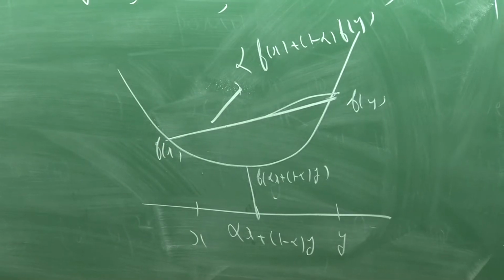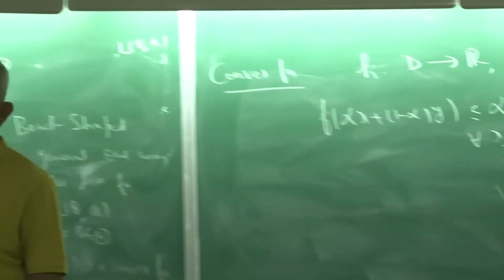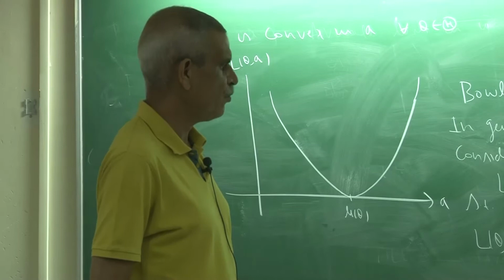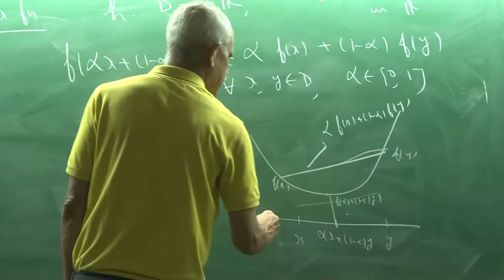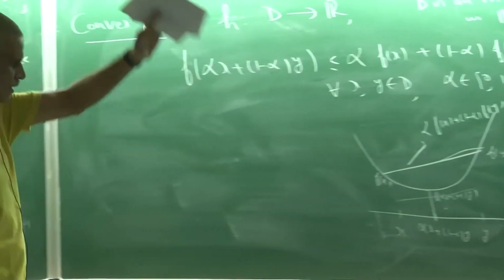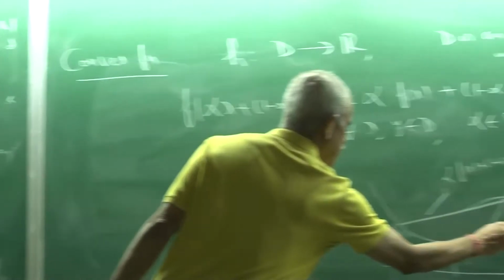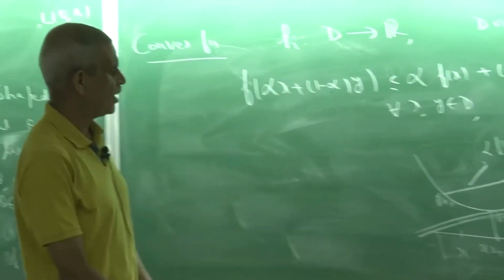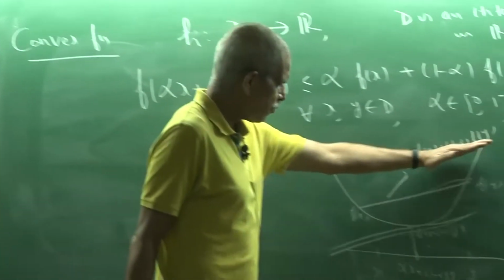So this point should always be less than or equal to this point. In other words, the value of the function at a point should be less than or equal to the chord joining the two points. Or in other words, the tangent at this point, passing through f of alpha x plus 1 minus alpha y, always lies below the curve.